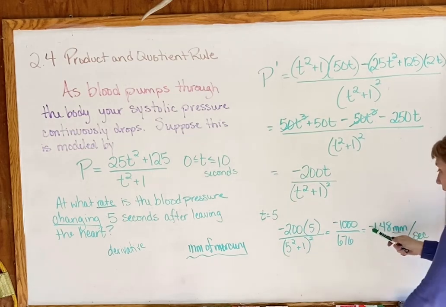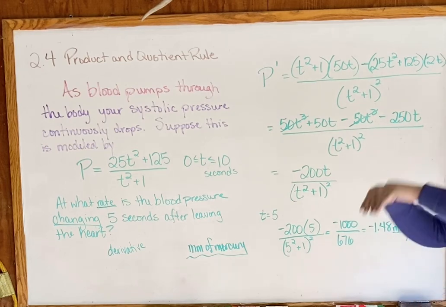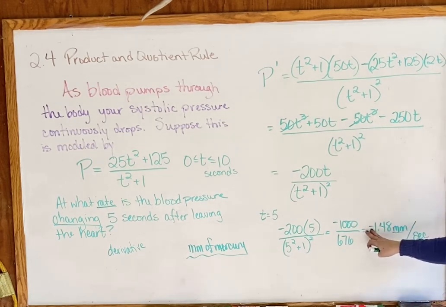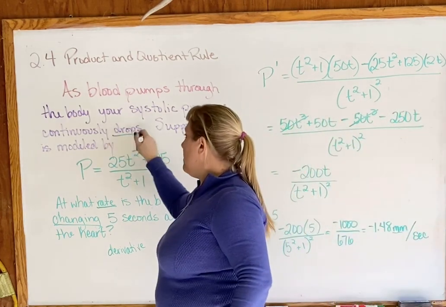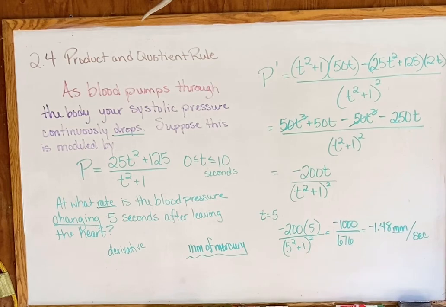And remember, the negative on there implies that the pressure is going down, right? Like the diver going down, the pressure is going down. Well, isn't that what the problem said in the first place? So does it make sense that your answer is negative? It should be negative, shouldn't it? Because that's what the problem says. As you pump your blood, the pressure goes down.